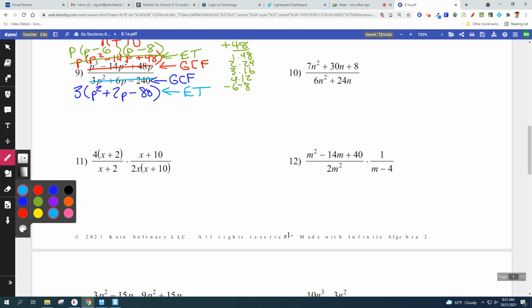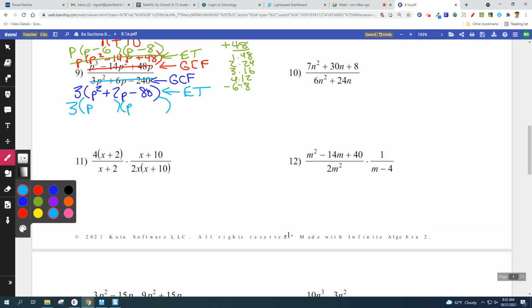So I've just changed my GCF problem into an easy trinomial problem. So I've got the 3 in the front, and now I'm going to do an easy trinomial again. I need 2 numbers that multiply to negative 80 and add up to positive 2. So again, sometimes you can just see the numbers. You see them? 8 and 10 is going to work, right?